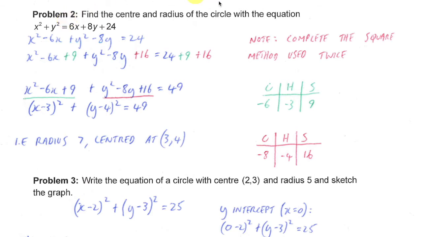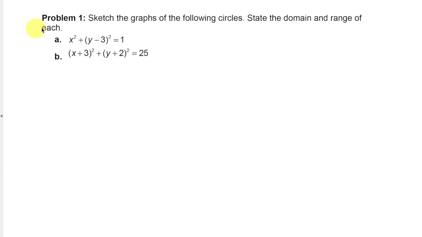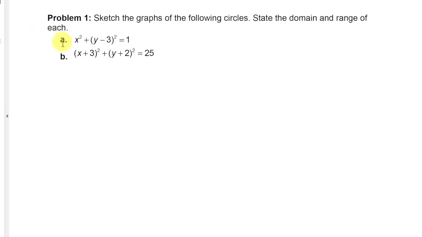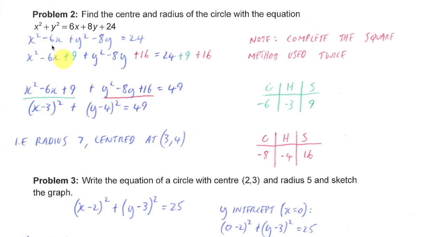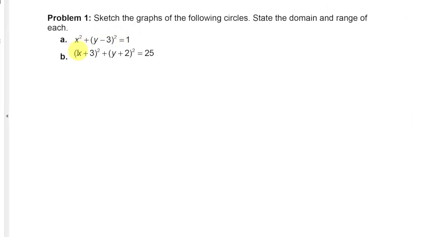Problem 2. Find the centre and radius of a circle with the equation x squared plus y squared equals 6x plus 8y plus 24. Now that's not in the standard format that we're used to. If it was written as (x − a)² + (y − b)² = r², this would be a really easy question. So what we're going to do is manipulate this equation so it's in this kind of format, and then we can start looking at sketching the circle.